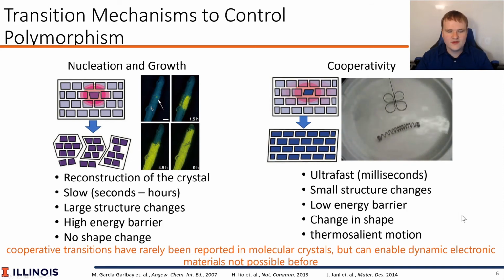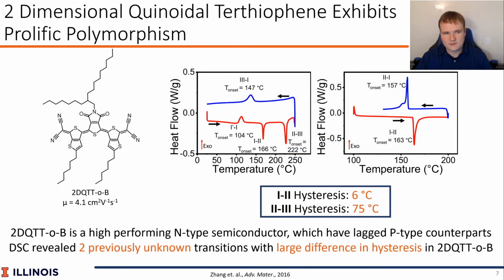So while cooperative transitions have been rarely reported in molecular crystals, they can enable dynamic electronic materials that weren't possible previously. And today I want to talk specifically about two-dimensional quinoidal terthiophene. This is a new high-performing N-type semiconductor.